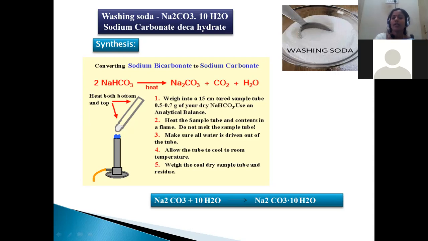Washing soda is sodium carbonate decahydrate. Na2CO3·10H2O is known as washing soda, where sodium bicarbonate was taken in a dry test tube and subjected to direct heating on the Bunsen flame for a longer time, so that the compound can decompose into sodium carbonate, carbon dioxide, and water, right? So this anhydrous sodium carbonate can be added with 10 moles of water, so that sodium carbonate decahydrate will be generated, right? This is called washing soda.